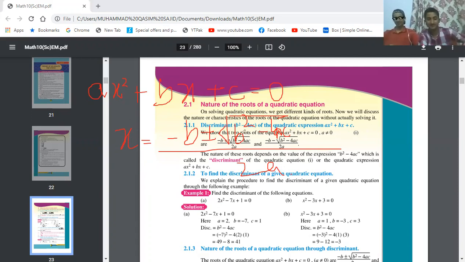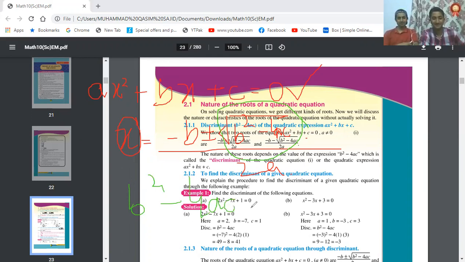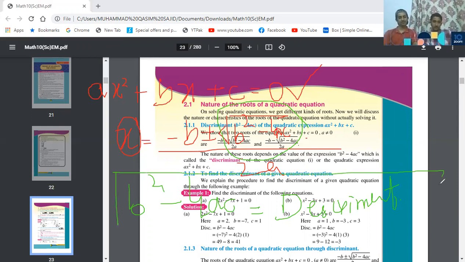This is the quadratic formula, and this is how to find the value of x for a given quadratic equation. The term under the root, that is b square minus 4ac, is known as the discriminant. So what is the discriminant? The discriminant is used to find the nature of a given equation. Okay, so in 2.1, we have to find the nature of the root of a quadratic equation.